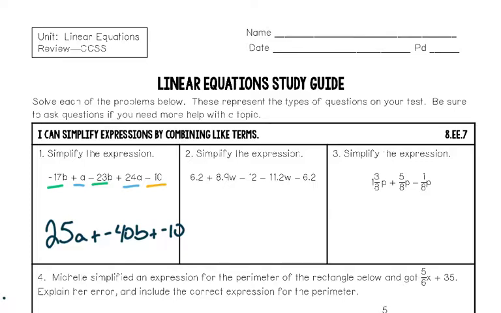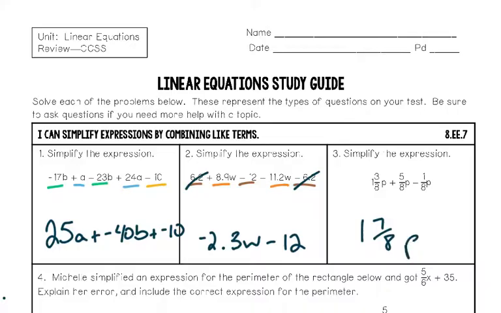I'm going to use the same strategy with colors for number 2. I'm going to underline all my regular numbers with brown, and then I'm going to underline all of my W's with orange. I'll start by looking at my W's, the orange ones. I have 8.9 minus 11.2, or plus negative 11.2. Combining those gives me a negative 2.3W. And then I have in brown, 6.2 and a negative 6.2. Those cancel, so I can cross those out, and I'm left with a minus 12, or a negative 12. Number 3 is just the same thing with fractions. I'm going to combine all these together and end up with 1 7/8 P.